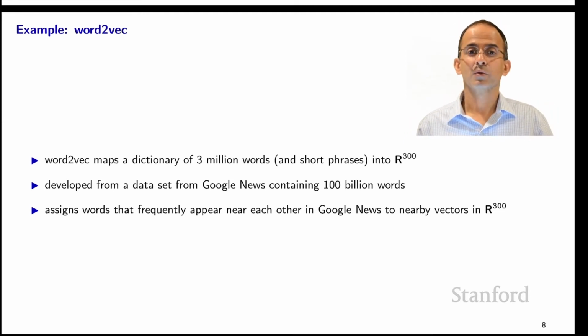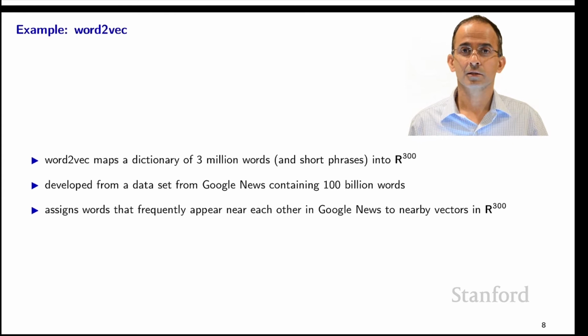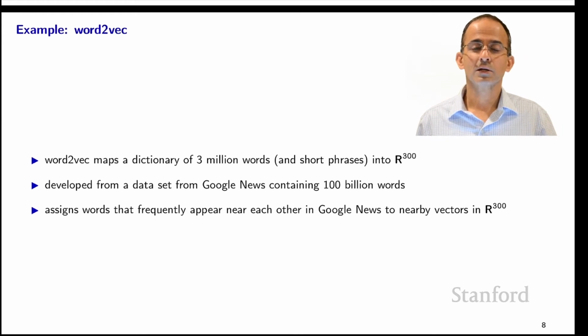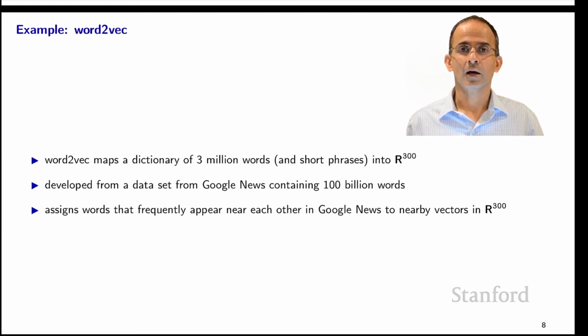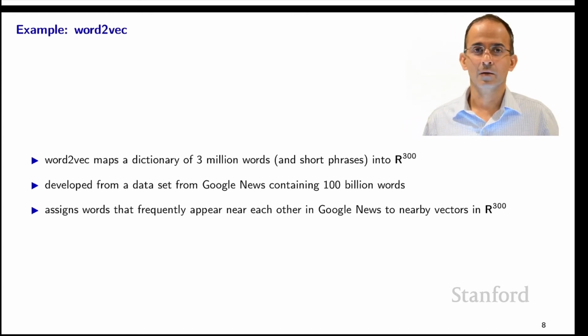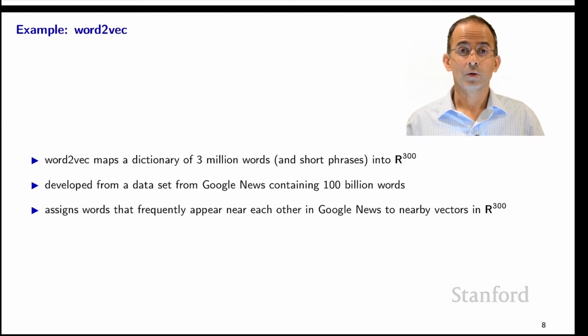And so word2vec actually will work on words and short phrases. It doesn't just include dictionary words, but it also includes names of people and names of places and many other things. And it's developed from a data set which comes from Google News, which contains 100 billion words. And so this is not a hand-constructed embedding or hand-constructed feature map. This is an automatically constructed embedding. And we will say more about how that is done later in the class.